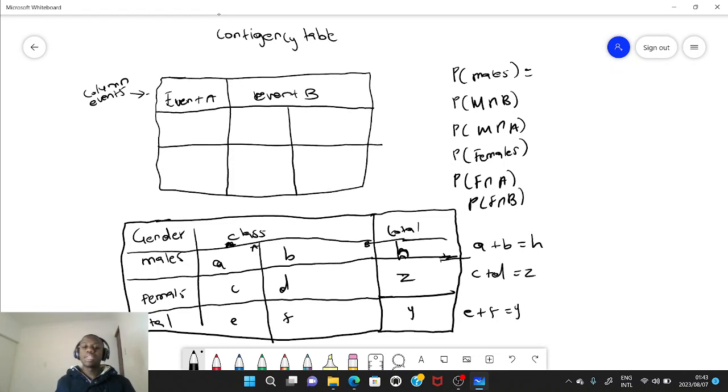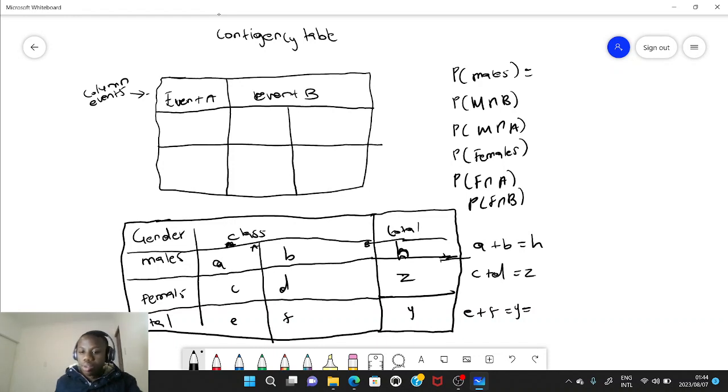So it's simple. We know that H is the total of the first row when we add A and B, and then Z is the total of the second row when we add C and D, and Y being the total of the last row when we add E and F, right? So what is this Y? We know this Y is equivalent to E plus F, and it is also equivalent to H plus Z. So if we add H and Z, we will get Y. So just simply note that the total of this side is equivalent to the total on this side.